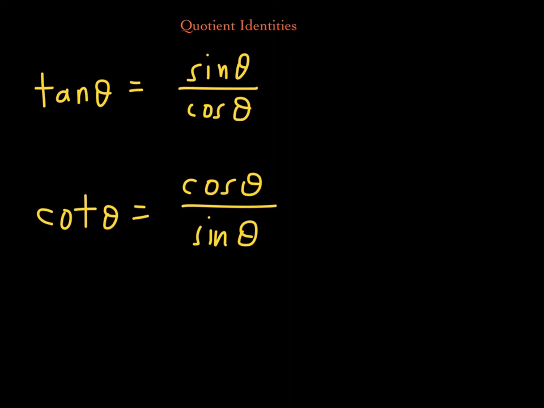Notice of all of the identities that we were creating and deriving in our class, we have the reciprocal identities, the Pythagorean identities, the quotient identities. All of these lists of identities are extremely important. Okay, let's do an example.